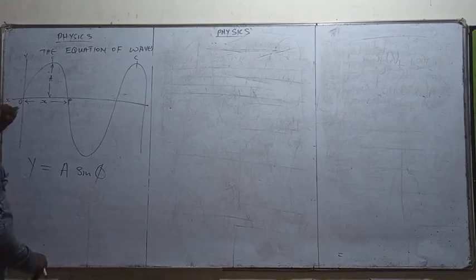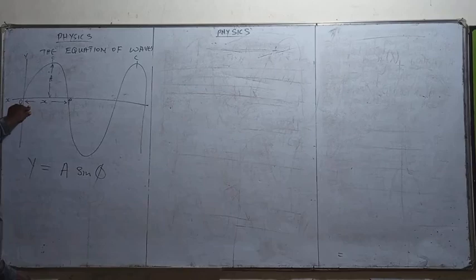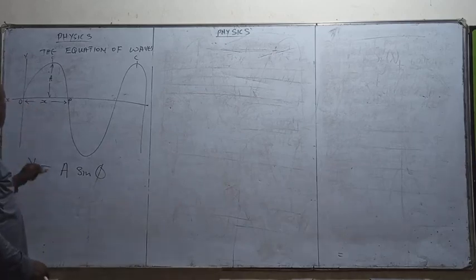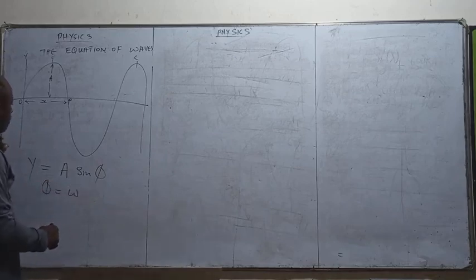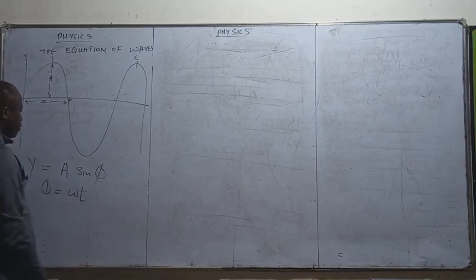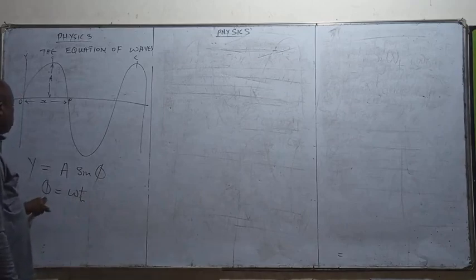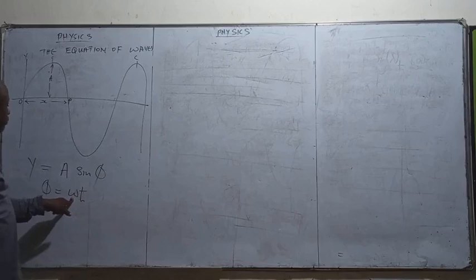Now, for the particle to move from point 0 to point P, remember there are parameters that are gained as the particle moves from a particular point to another. So we get to that. However, we can write that psi is equal to omega t. So psi is a function of what? Omega and t, where omega is angular velocity and t is time.